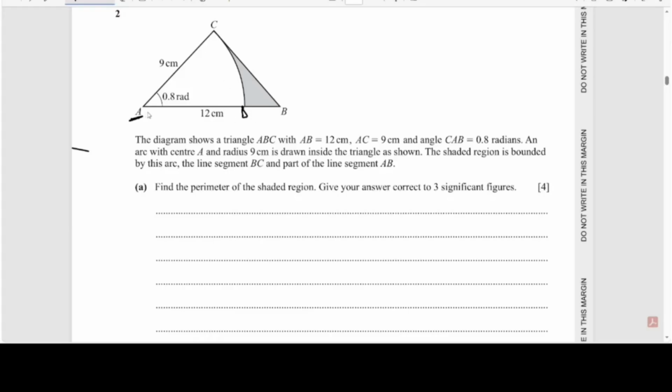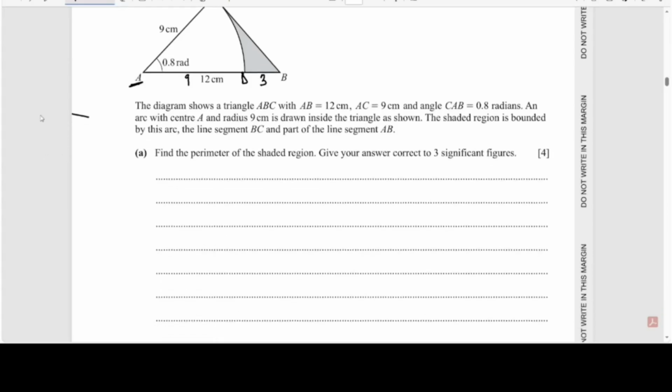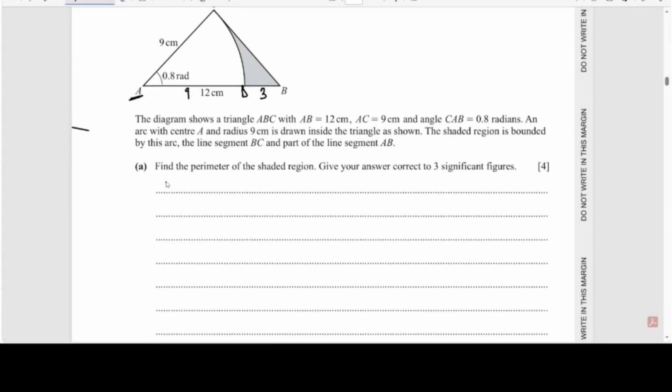Then we know from A to B, the question says 12 centimeters, and the radius of this sector ACD is 9. It means that AD is 9, so this part DB is 3 centimeters. And next, let's try and find the arc CD. So we need to find the length of arc CD.